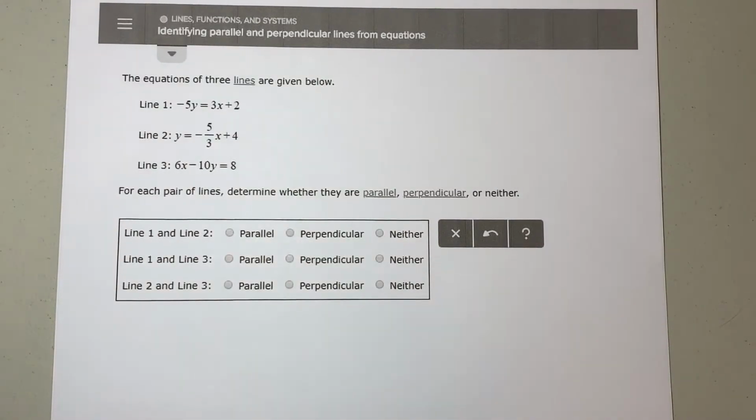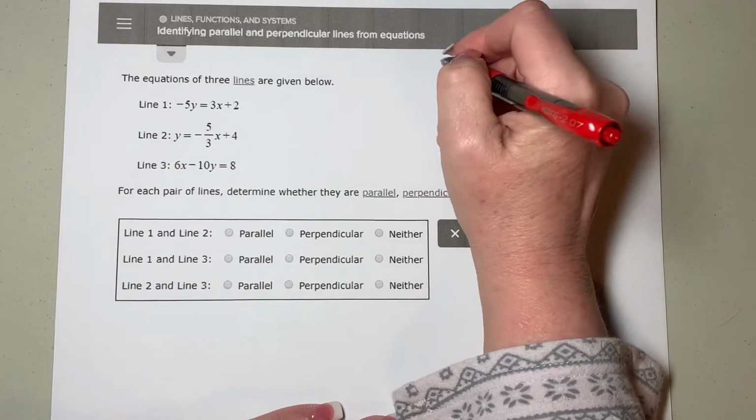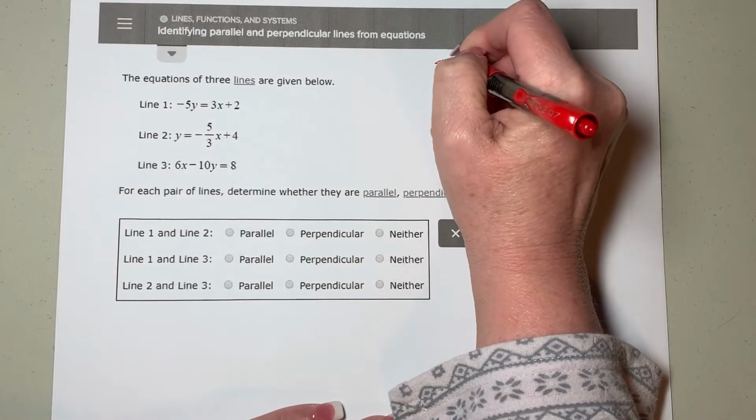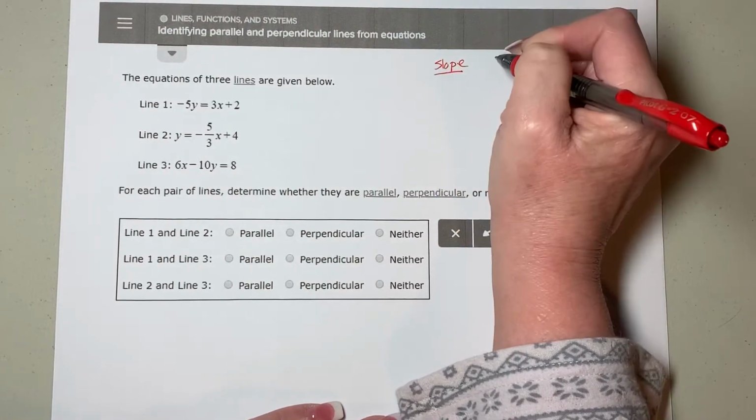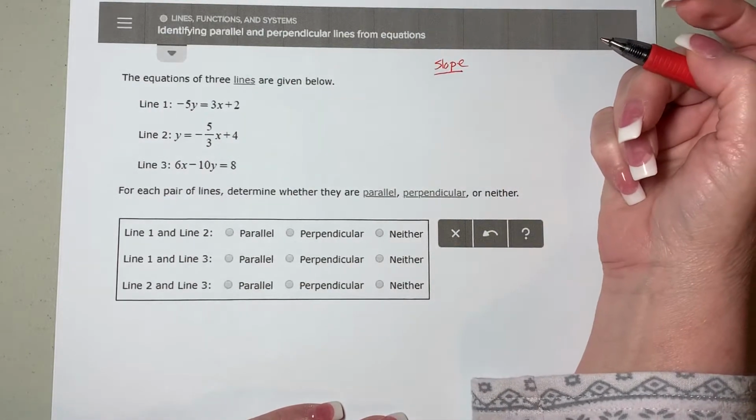Okay, this problem covers identifying parallel and perpendicular lines from equations. Okay, first things first. Parallel and perpendicular lines have to do with the slope of a line. And the slope is simply how it's slanted.